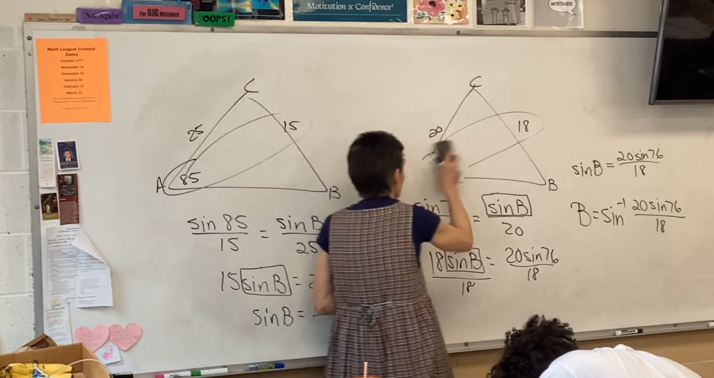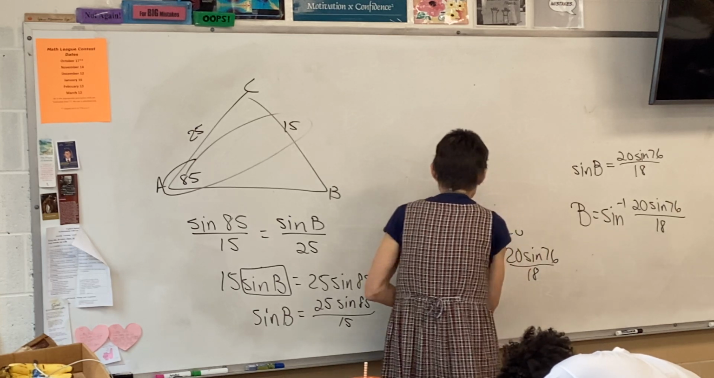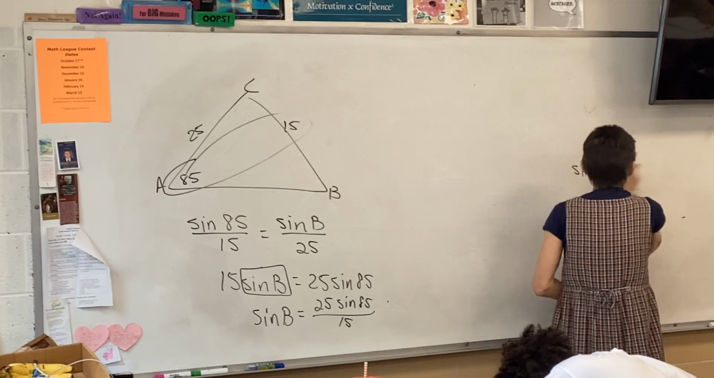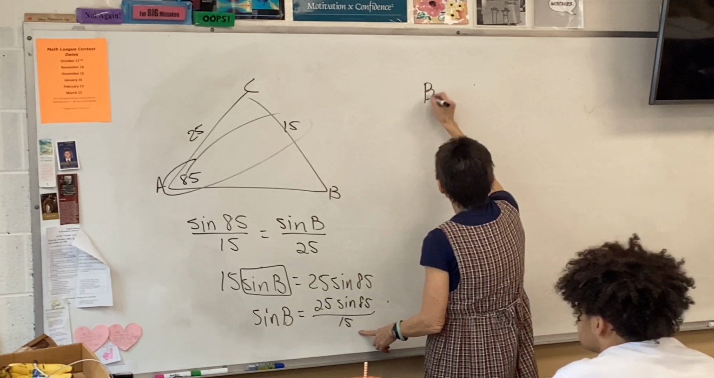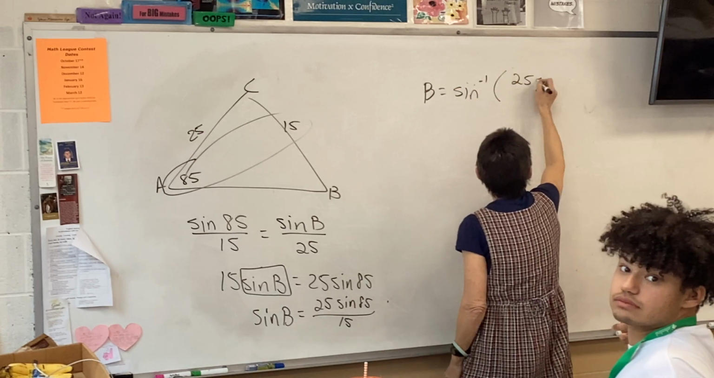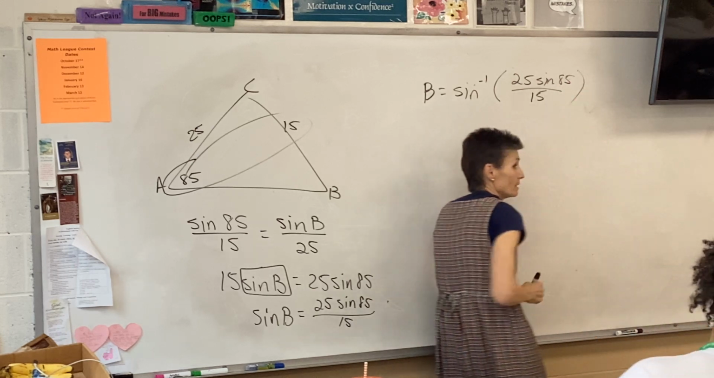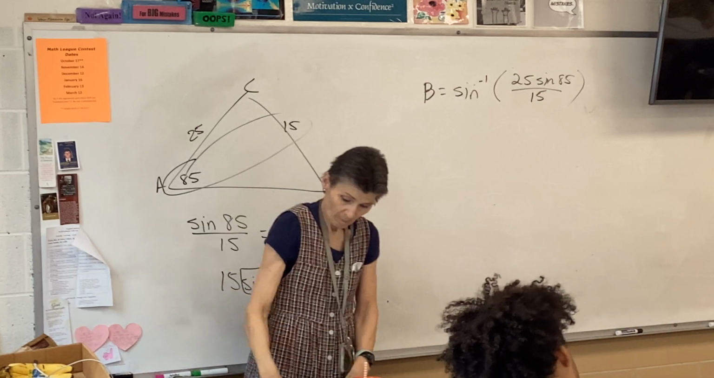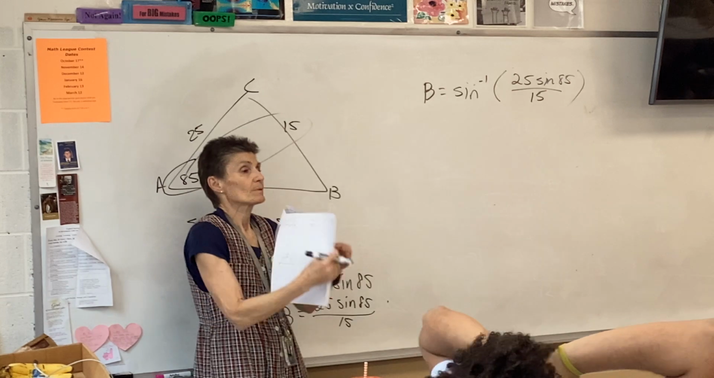This one too, guys. I think we may get another no triangle possible. Let's see. B will be second sine 25 sine 85 over 15. Did you type that in and get an error? Yes. How many triangles possible? Zero. Here's our favorite kind.